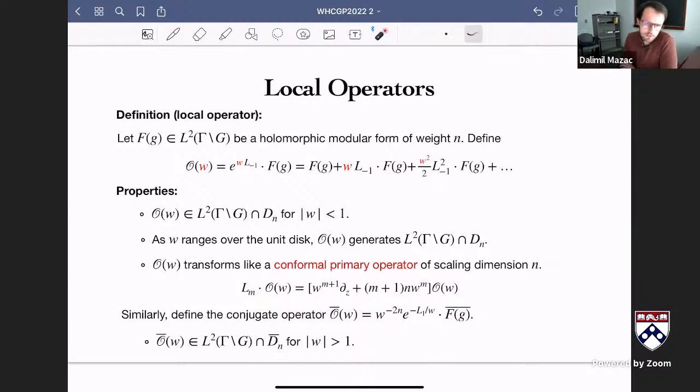But we don't have the full Virasoro algebra. We only have the L0, L plus or minus 1 in this case. And similarly, you can define a conjugate operator O bar using a similar logic from the complex conjugate of the modular form.